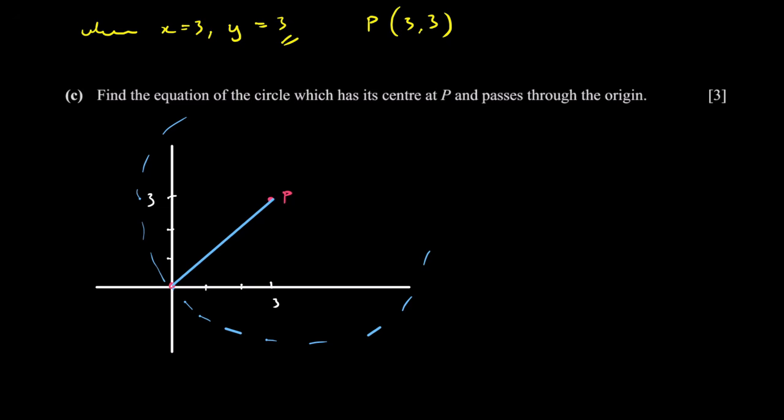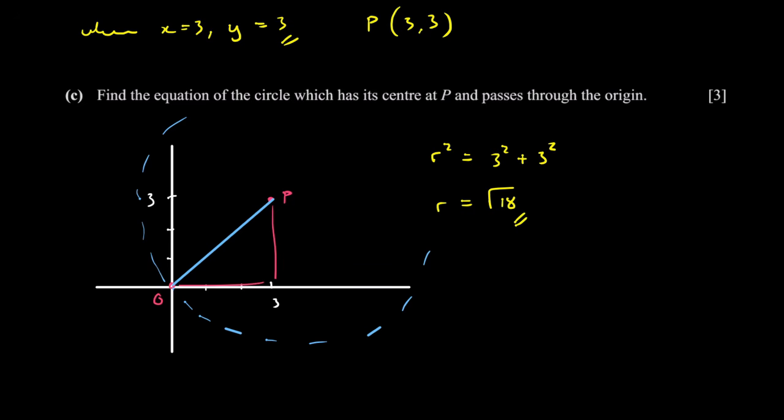Well, how am I going to find that length from the origin to P? Well, I've just got a right angle triangle, isn't it? That's a right angle triangle with lengths of 3 and 3 there. So my radius squared is equal to 3 squared plus 3 squared, right? So 9 plus 9 is 18. So r is equal to the square root of 18. I'm just going to leave it like that for the moment.